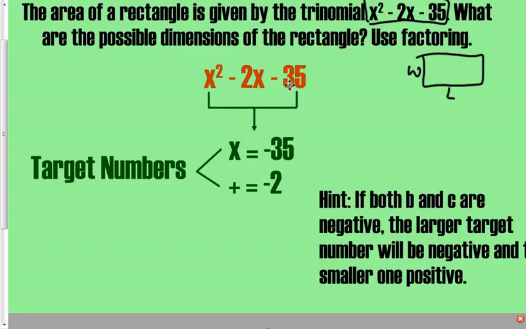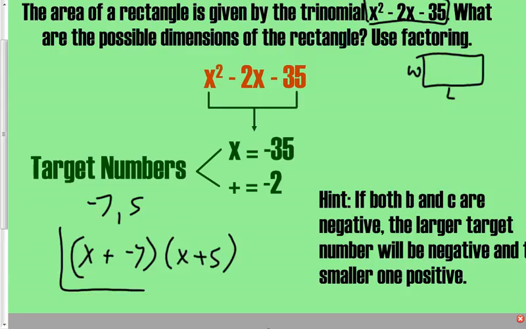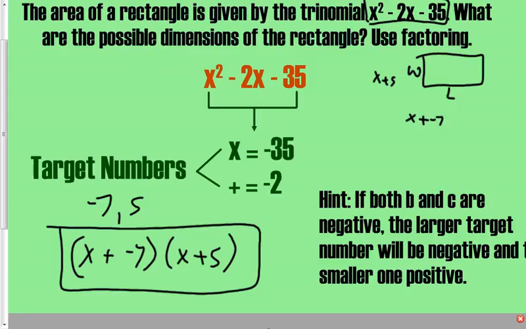So I can think of 7 and 5 will get to 35. So one of them would have to be a negative. The bigger one's going to be negative. So the target numbers are going to be negative 7 and 5. That gets you to negative 35, and it adds to equal negative 2. So put them in here, and I get x plus negative 7 and x plus 5. So that's what I'm going to say would be our two. So we'd have x plus 5, that would be right here, one dimension, and x plus negative 7 would be the other dimension.